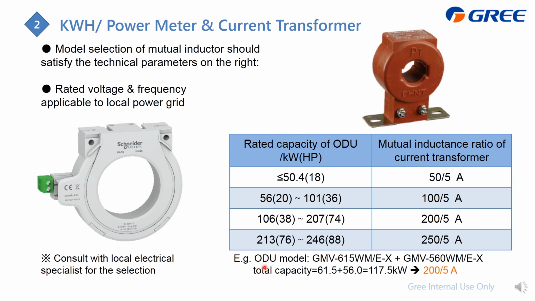For example, if your outdoor unit is this one, 615 plus 56, and the total capacity is this one, we go to this, and then according to this one, it belongs to this. So you need to choose the current transformer of this one. Or you can just consult your local electrical specialist for this selection.